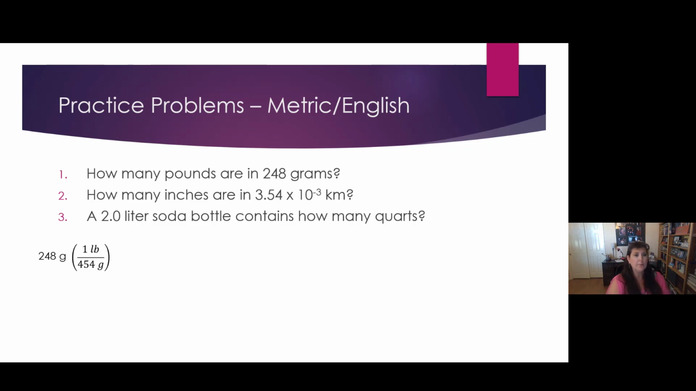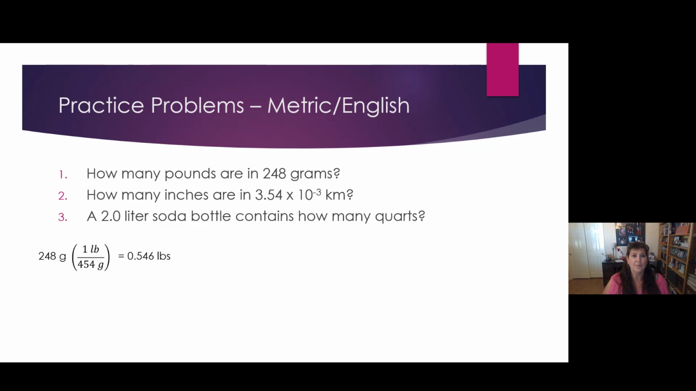So let's get our calculator. We've got 248 times 1 divided by 454 equals, big long number. How many sig figs? We're multiplying and dividing, so sig figs. 248 has 3, 454 counts and has 3. So 3. So the answer is going to be 0.546 pounds. 0.546 pounds, all right, our first metric English conversion is done.